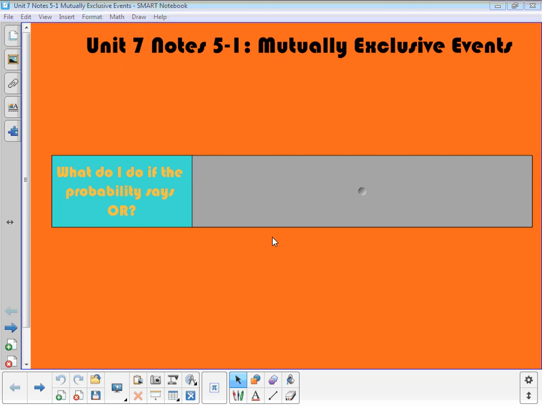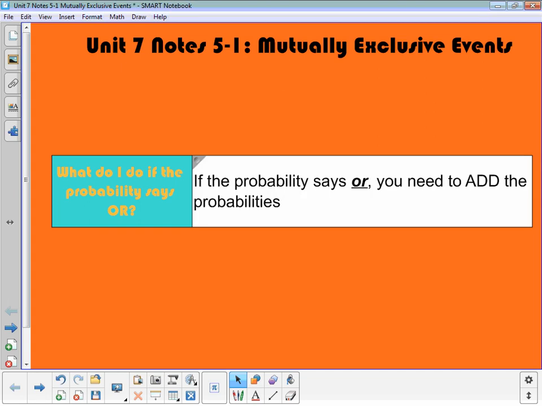Okay, so today we're going to start by talking about mutually exclusive events. So let's take a look at what that means. First of all, what do we do when the probability says or? Last week we talked about when the probability says and. Well, this week it's going to say or. And whenever it says or, you need to add the probabilities.